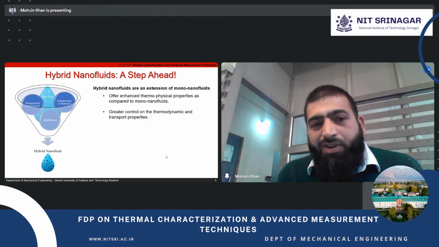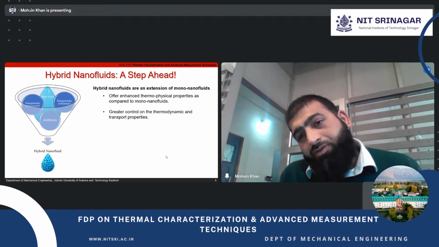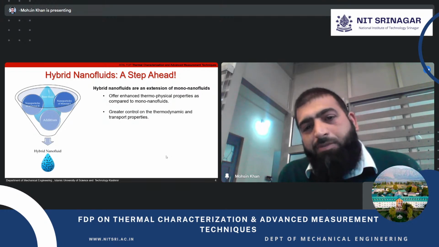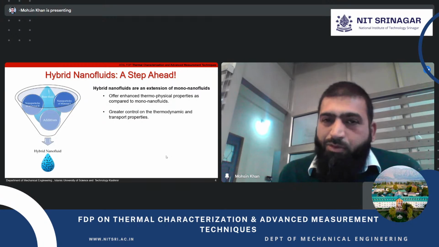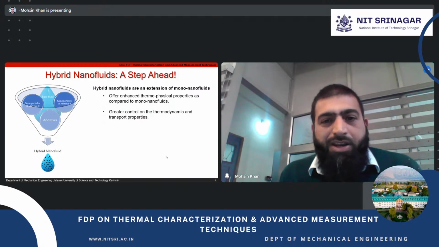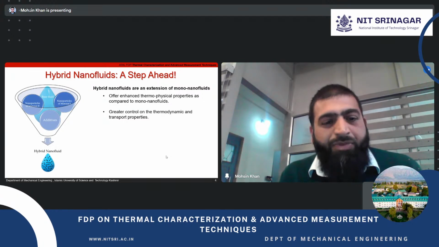There are many categories: we have two types of fluids with one particle, we have two types of fluids with two particles, we have one type of fluid with two different types of particles. So essentially, suppose I take an example, if I dope any heat transfer fluid, say water or any glycol or ethylene glycol, with some nanoparticles.